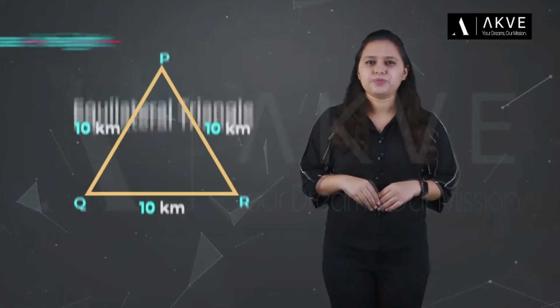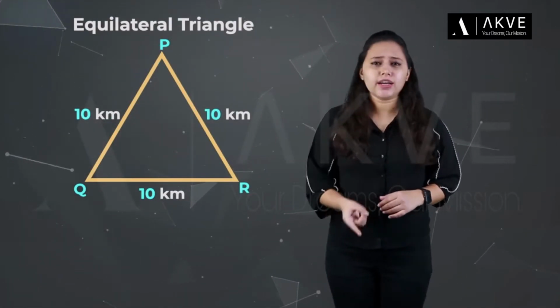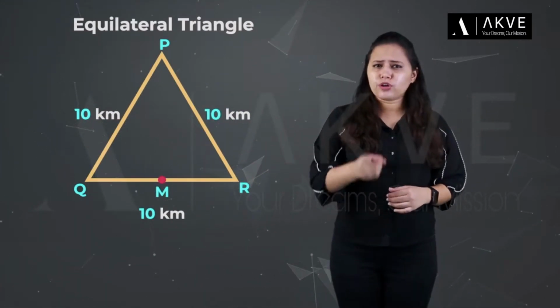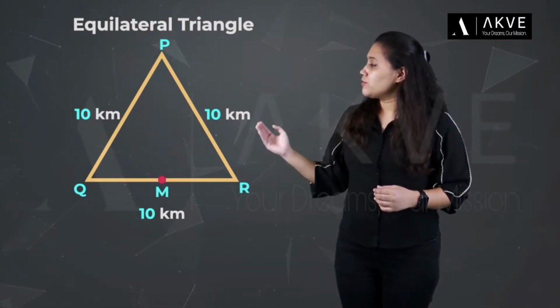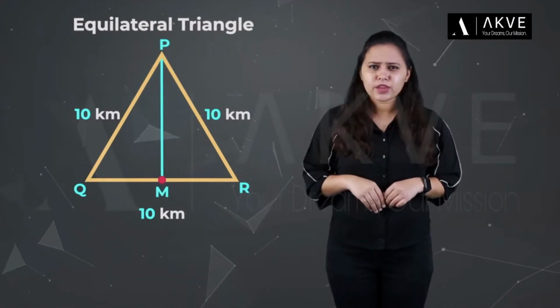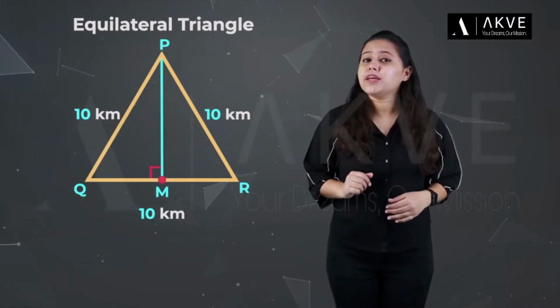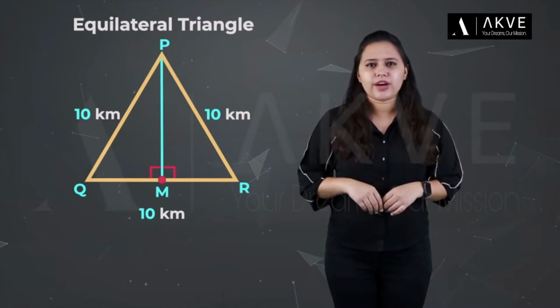Let me tell you. Let us recall how we find the height of an equilateral triangle when we know its sides. Let's say M is the midpoint of the base QR. So, join the midpoint of the base to the opposite vertex, which is P here. So, what do we get by doing this? Well, triangle PMQ and triangle PMR are two right angle triangles.